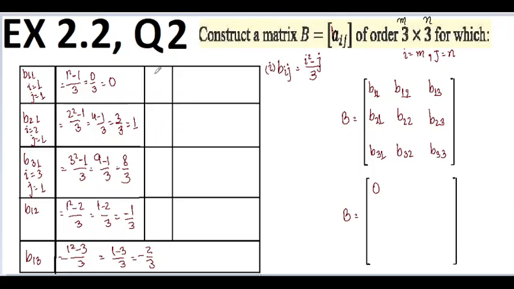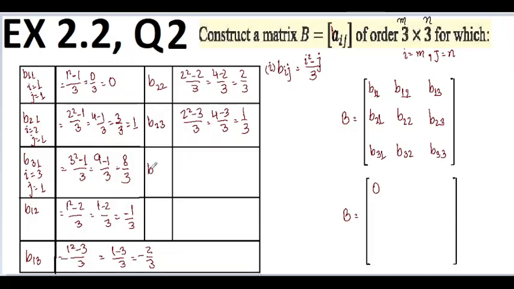Now we have to find B22. So we get (2 square minus 2) whole divided by 3 equals 4 minus 2 by 3, which is equal to 2 by 3. Then we have to find B23. It is equal to (2 square minus 3) whole divided by 3, which is equal to 4 minus 3 by 3 equals 1 by 3.